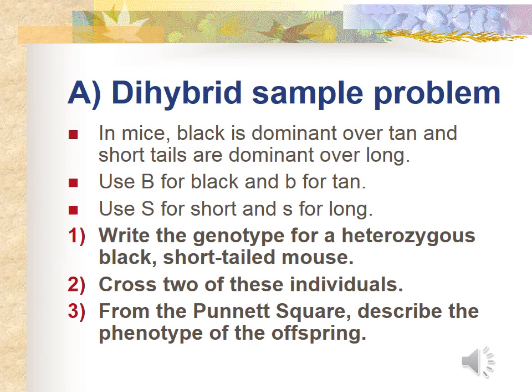So here you have a sample problem. Okay, in mice, black is dominant over tan, and short tails are dominant over long. Use big B or capital B for black and lowercase b for tan. Use big S for short and little s for long. Write the genotype for the heterozygous black and short-tailed mouse. That's step 1. Step 2, cross 2 of these individuals. So create a Punnett square. So from that Punnett square, you're going to then describe the phenotype of the offspring.